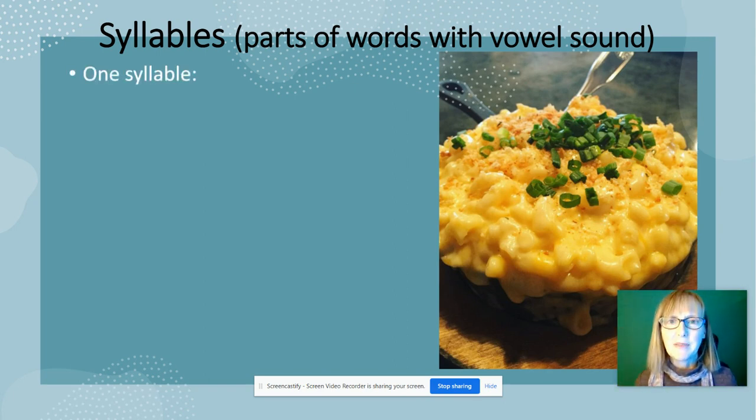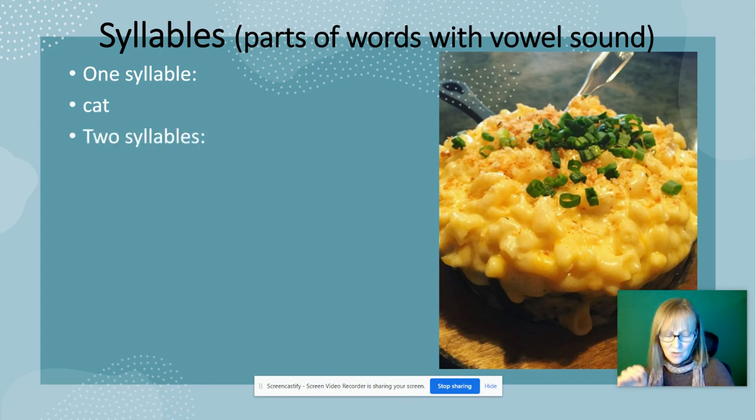So let's have a look at some of those words. Here's a 1-syllable word. We all know this one, cat. It only goes to my wrist, cat. I only have 1 vowel sound, and it is the sound of the short A sound.